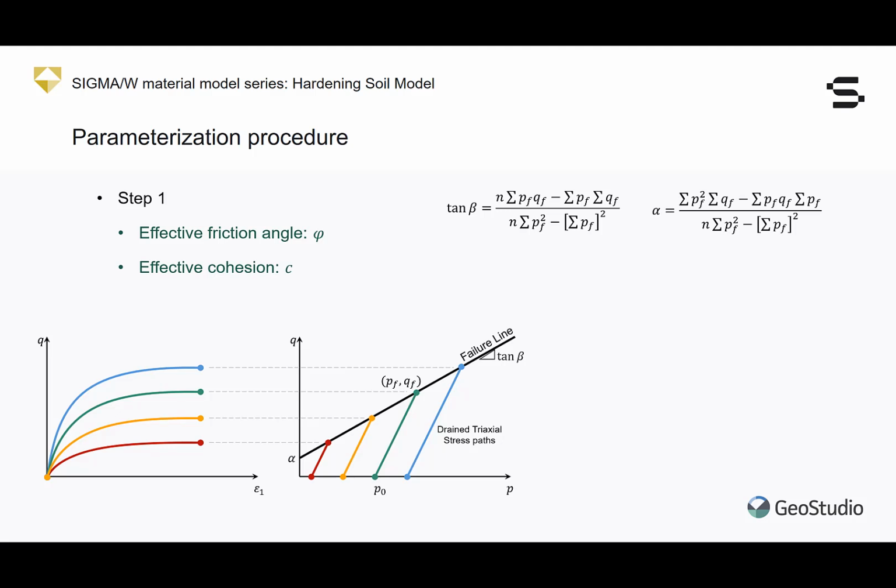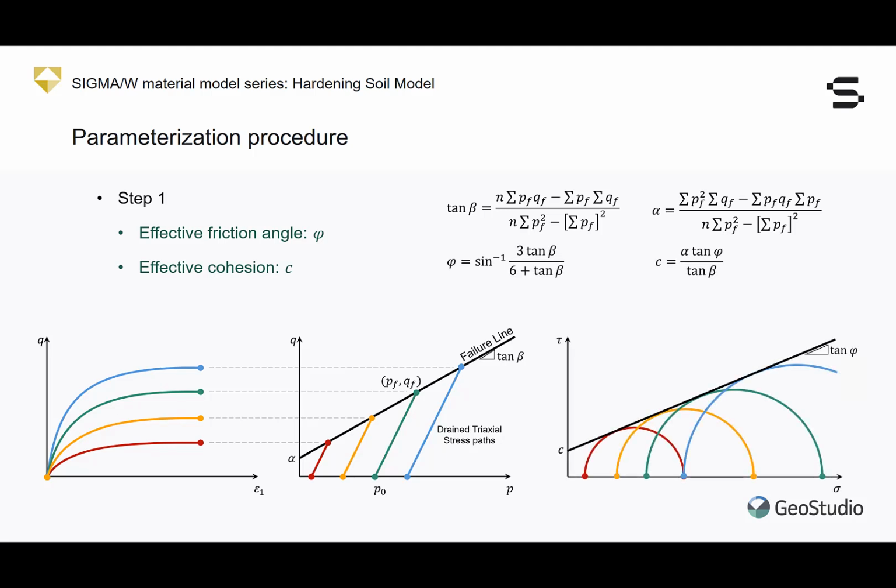Alternatively, the trendline functionality in programs like Excel can be used instead of the least squares formulas. The effective friction angle and effective cohesion of the soil can be found by changing the coordinate system to a shear normal stress space. The equations corresponding to that transformation are shown here.